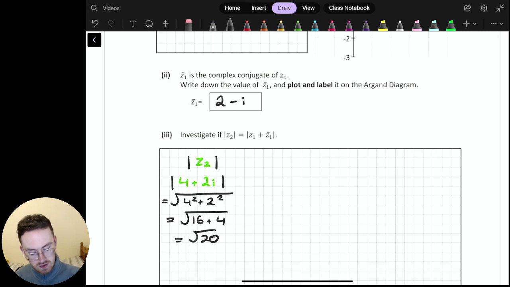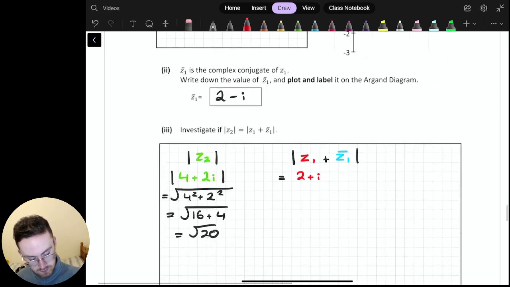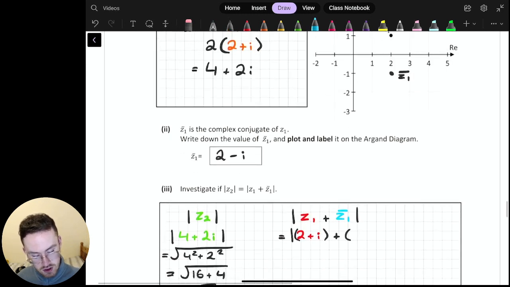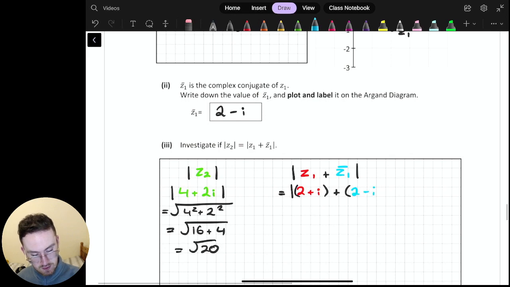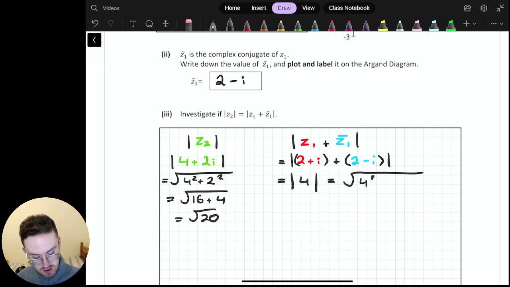Let's pause that one there for a second. Now we want to find the modulus of z1 plus z1 conjugate. Again, we can go from the nicknames to the full names. z1 we were given in the question, it's 2 plus i, and we use brackets, plus z1 conjugate, which we've said is 2 minus i. Let's just simplify that first, so it's 4. Nice and simple. The modulus of 4, we can go through it, but we might be able to recognize that it's just going to be 4.